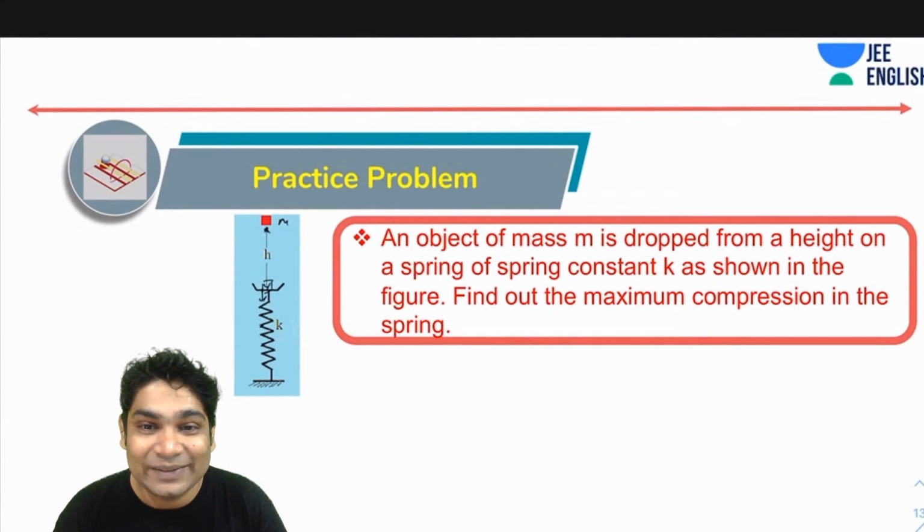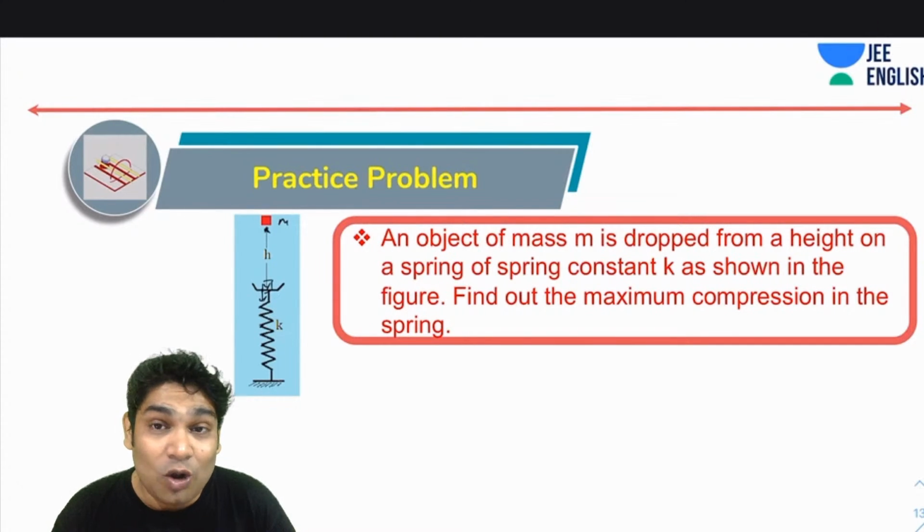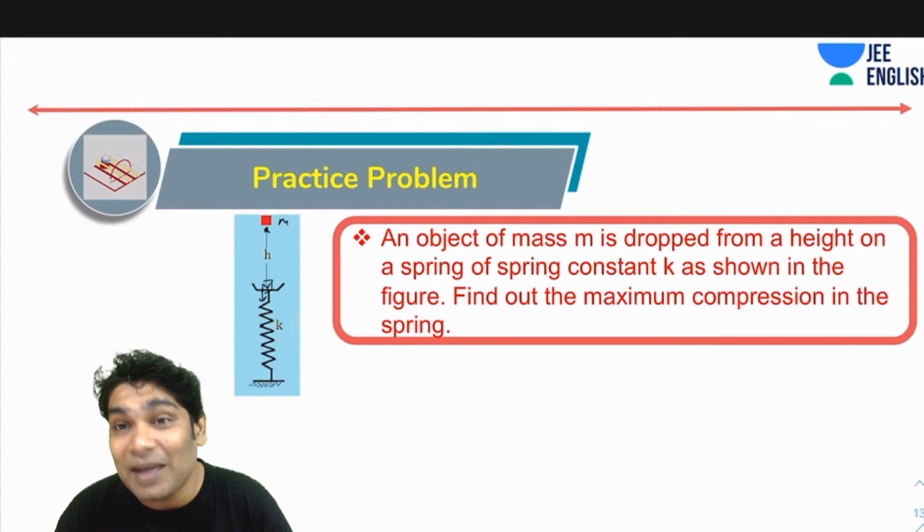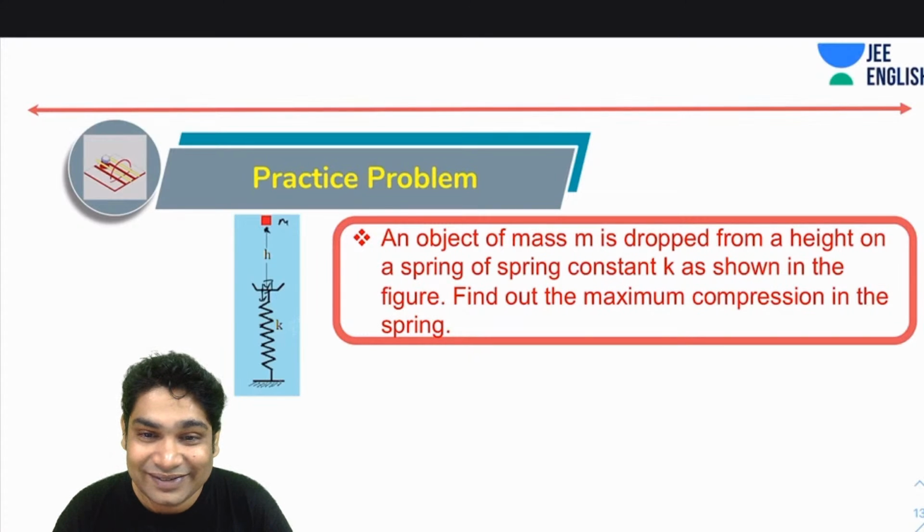So try this, guys. All right, I hope the question is clear to everybody. You have an object of mass m. It is being dropped from a height h on a spring of spring constant k as shown in the figure. You find the maximum compression in the spring.